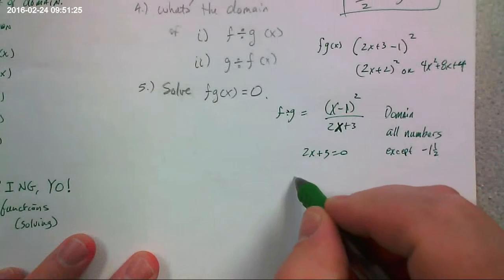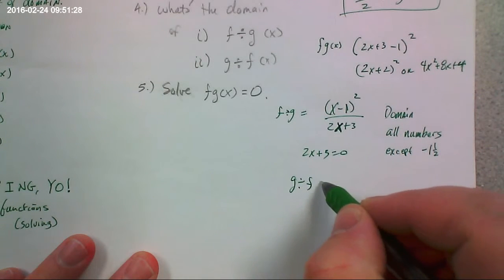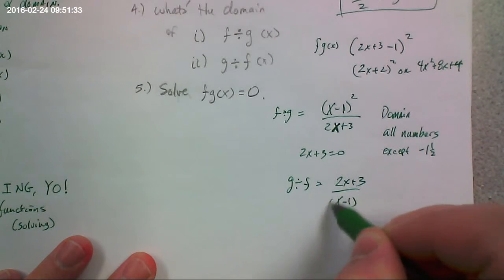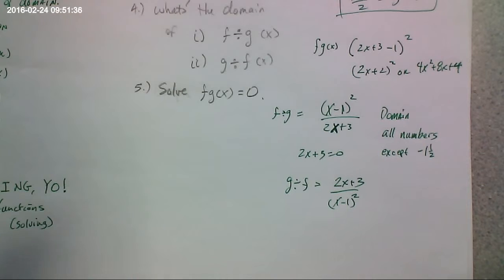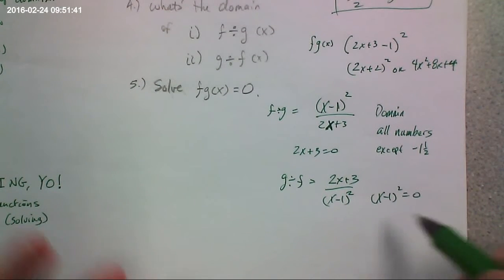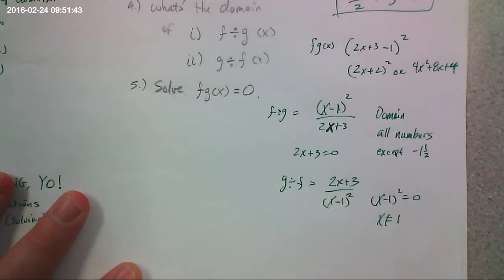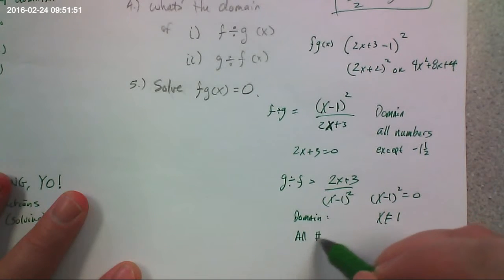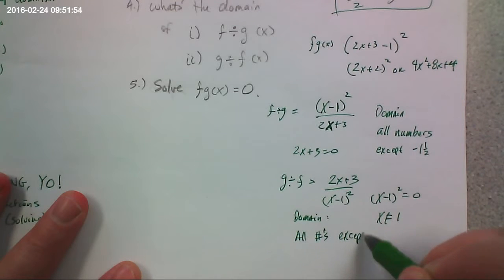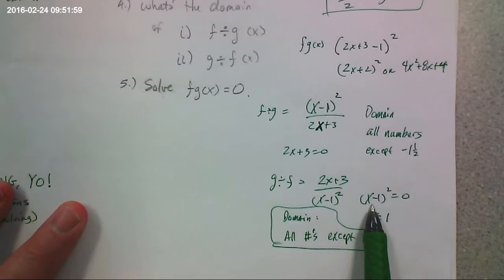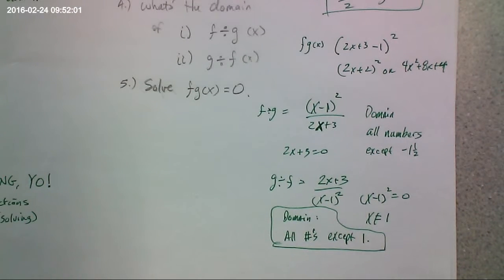Now let's see. This one's a little trickier. G divided by f means that f is going to be the denominator. So it's going to be 2x plus 3 divided by (x minus 1) squared. The way you do it, when you're writing it out, is (x minus 1) squared equals 0. x can't be 1. Do you see? So the domain is all numbers except 1. You can just look at it: 1 minus 1 is 0, 0 squared is 0. That's the number x can't be.